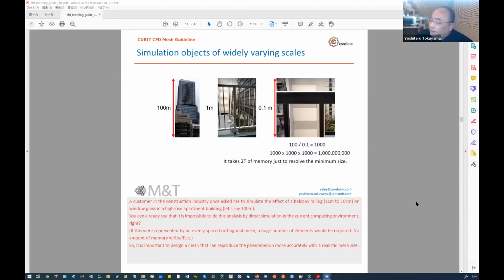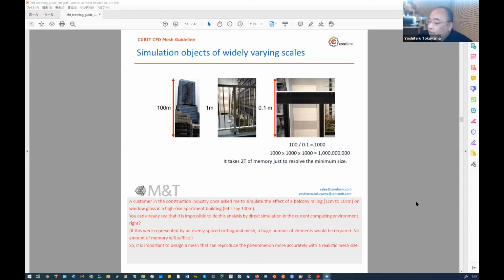A customer in the construction industry once asked me to simulate the effect of a balcony railing on window glass in a high-rise apartment building. You can already see that it is impossible to do this analysis by direct simulation in the current computing environment, right?